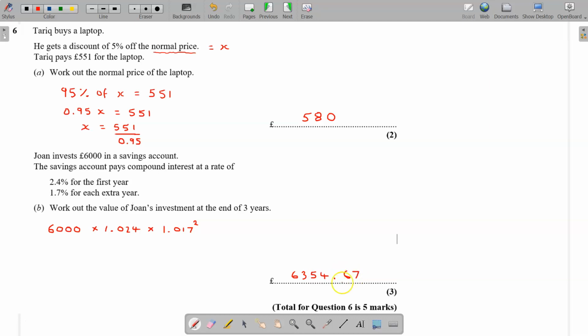Okay, always check that the answer seems reasonable. Obviously you'd expect the answer to be more than 6,000. If it wasn't, you've obviously done something wrong. Okay, so that's quite an easy 5 marks there.